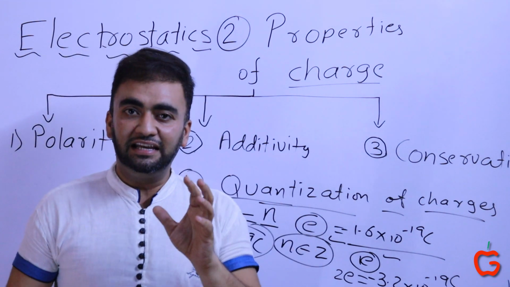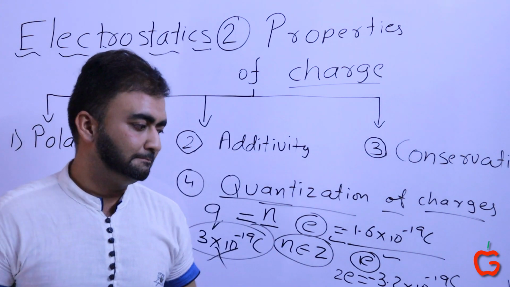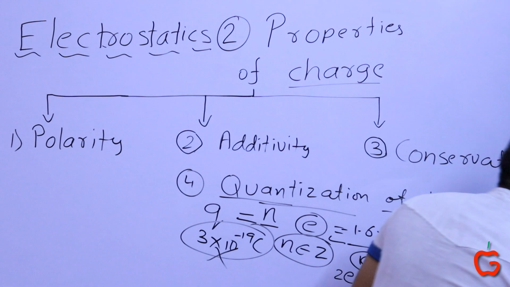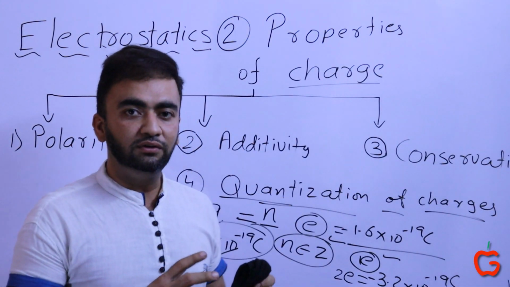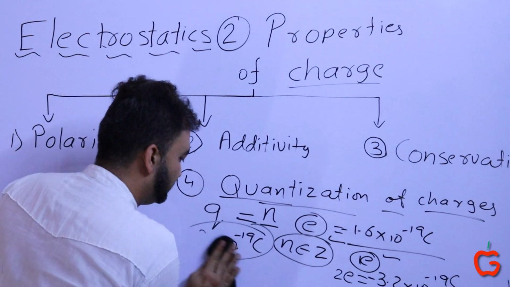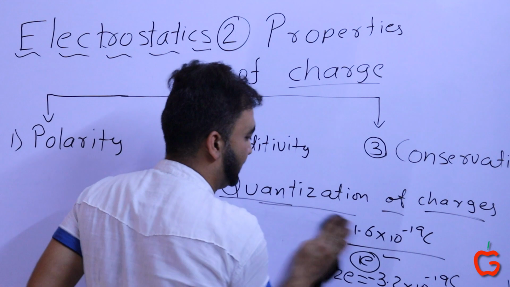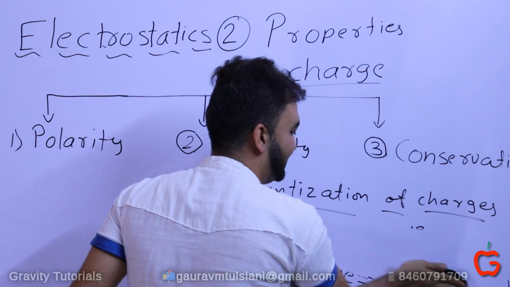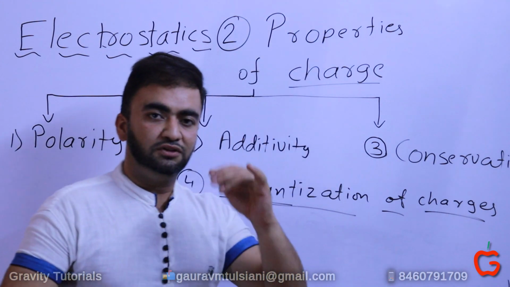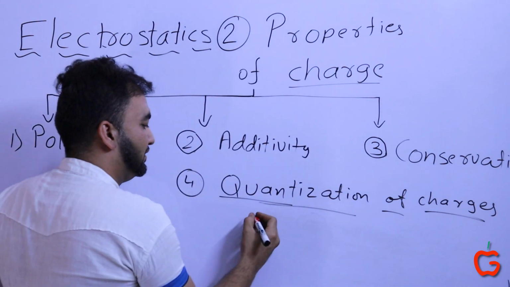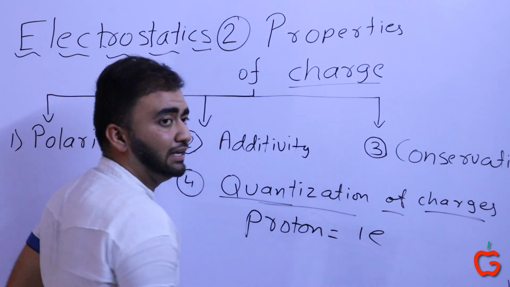If quantization is clear enough, I might introduce a slight paradoxical thought in this. So you can take this thought to be the task for today's video. Try to justify what I'm going to say now. So in quantization, I said that charges are only possible in steps of e. Now, the charge of a proton is 1e.